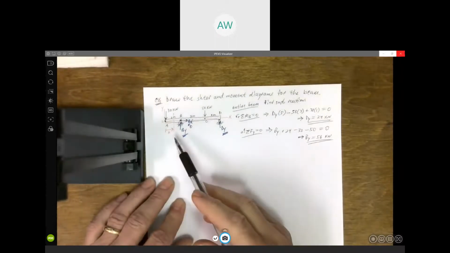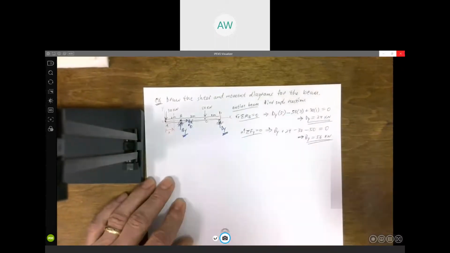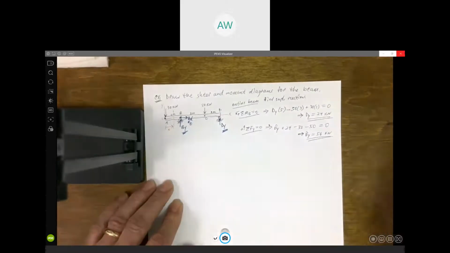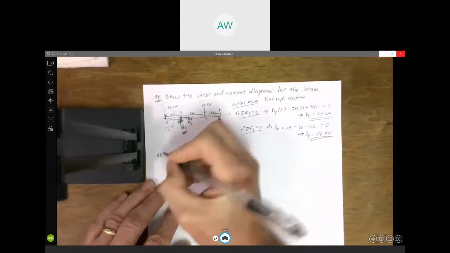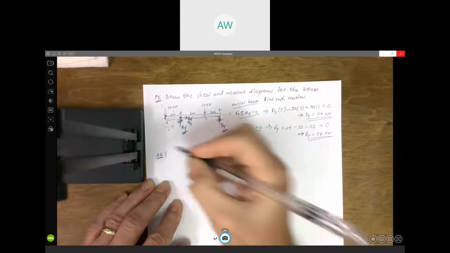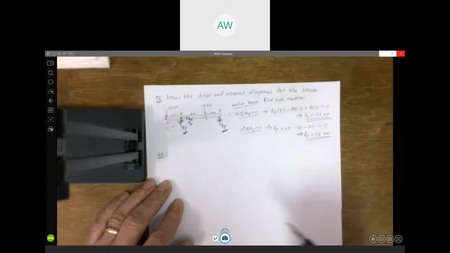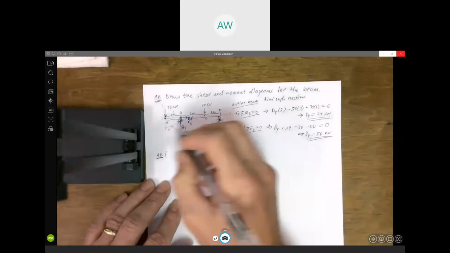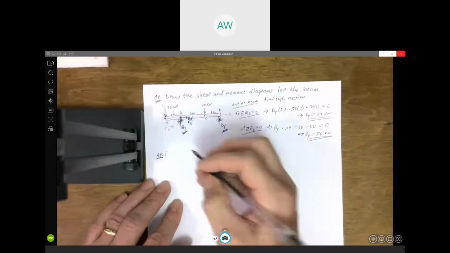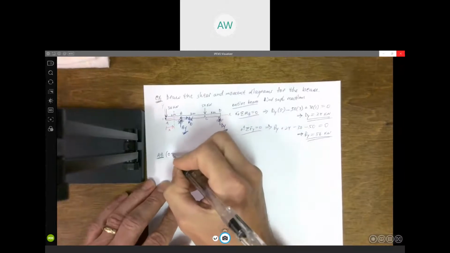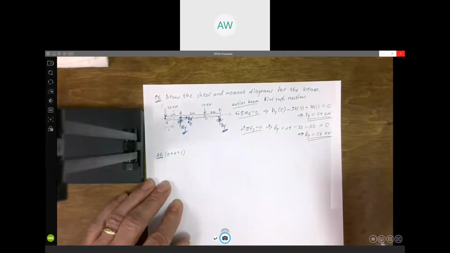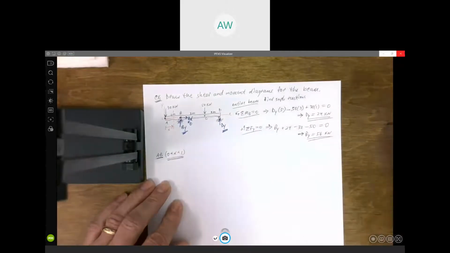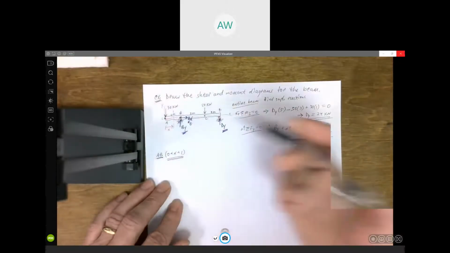Here we're going to this arbitrary location, some distance x from that left end. And so that's what we're going to do first, is we're going to look at section AB. And keep in mind, these equations we get are only going to be valid for that part of the beam. So they're only going to be valid for x values between 0 and B, which is at 1 meter.